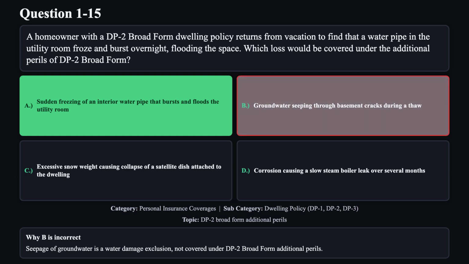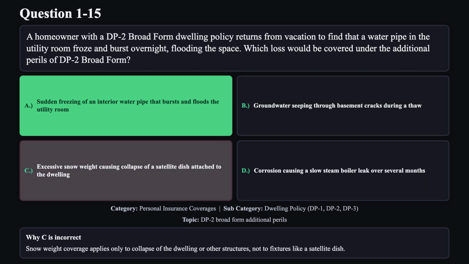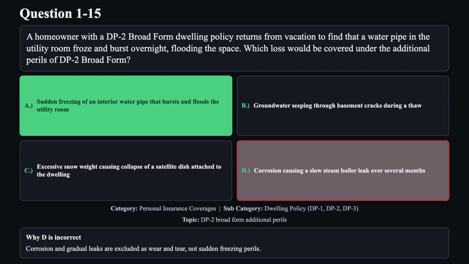Seepage of groundwater is a water damage exclusion, not covered under DP2 broad form additional perils. Reason C is not correct. Snow weight coverage applies only to collapse of the dwelling or other structures, not to fixtures like a satellite dish. Reason D is not correct. Corrosion and gradual leaks are excluded as wear and tear, not sudden freezing perils.